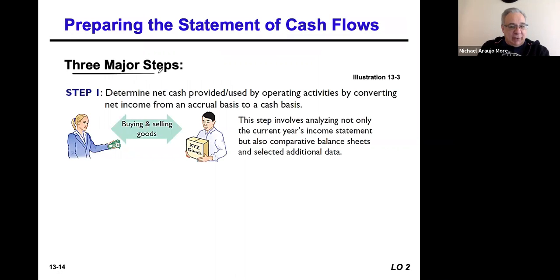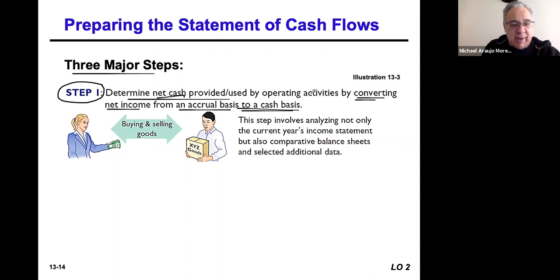There are 3 things that you have to do, and the first step is the most difficult one. So you're going to spend mostly all of your time on step 1 here. That's because you have to convert your net income from an accrual basis, which is how we set up those financial statements, that's what GAAP requires, to a cash basis, which you haven't done before. It's not difficult, it's just different. So that's how we determine the net cash provided by operating activities.